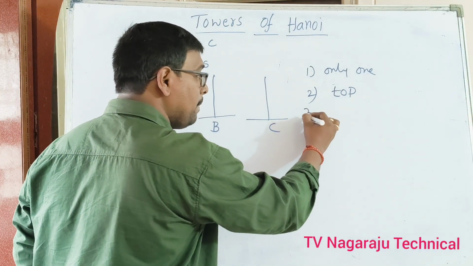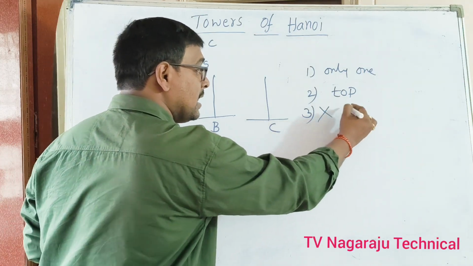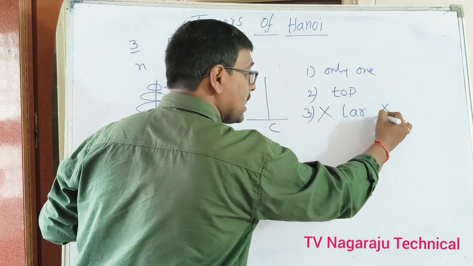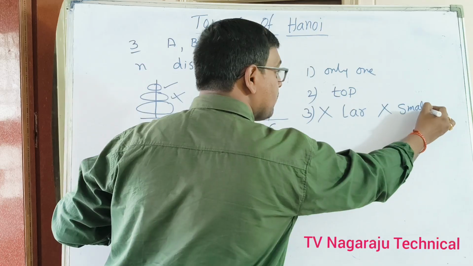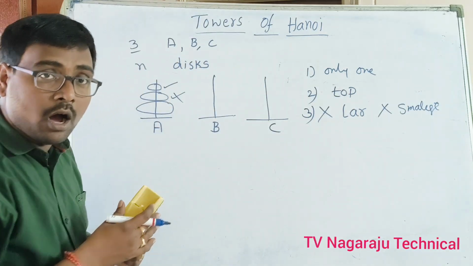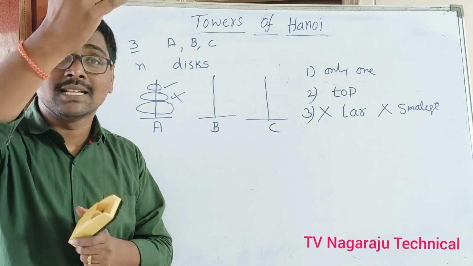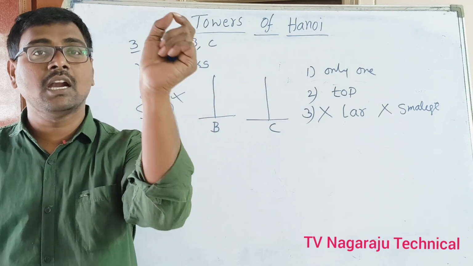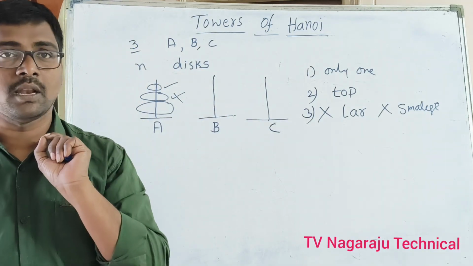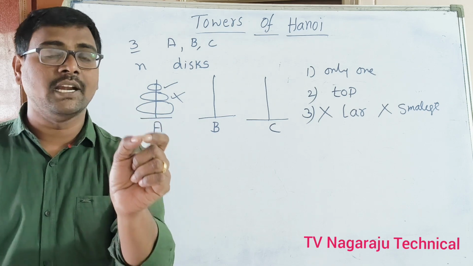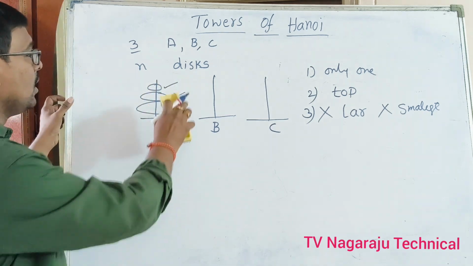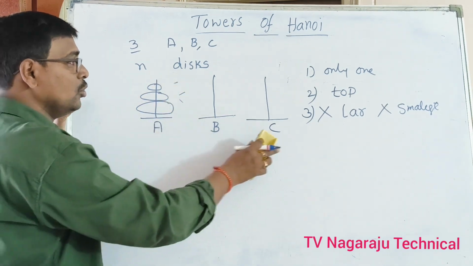And the most important condition is the largest disc cannot be placed on the smallest disc. Always the largest is at the bottom and the smallest is at the top. The largest is not allowed to be placed on the smallest. By using these conditions, you need to move the discs from A to C.